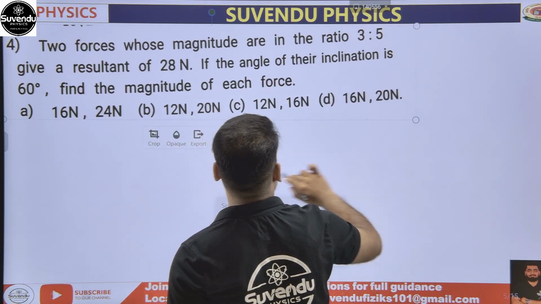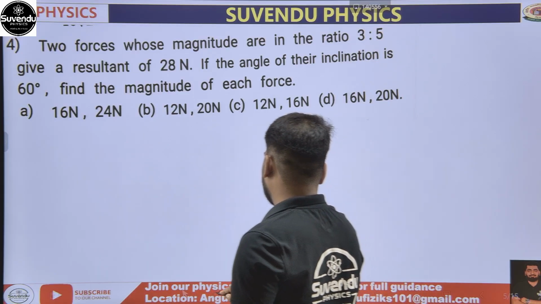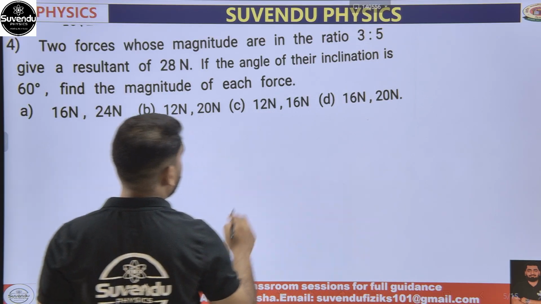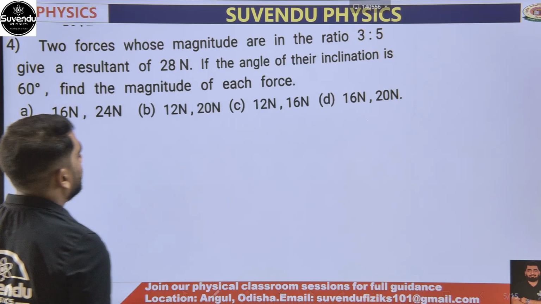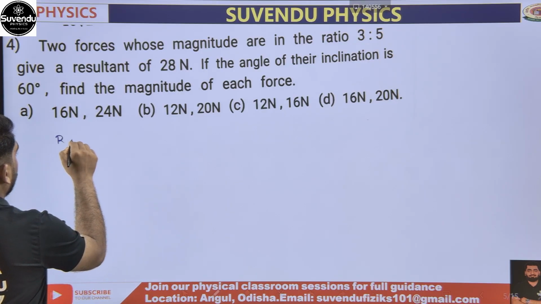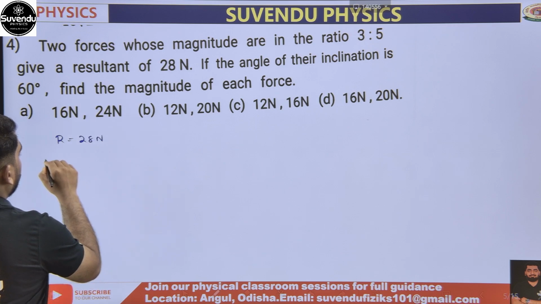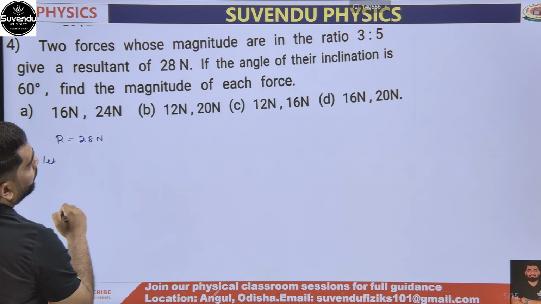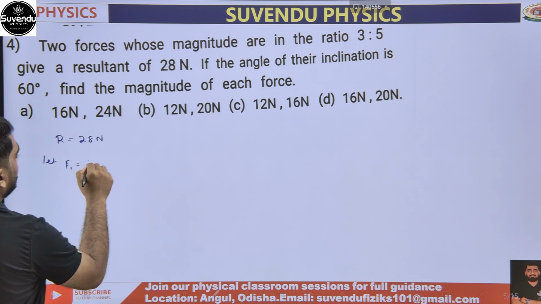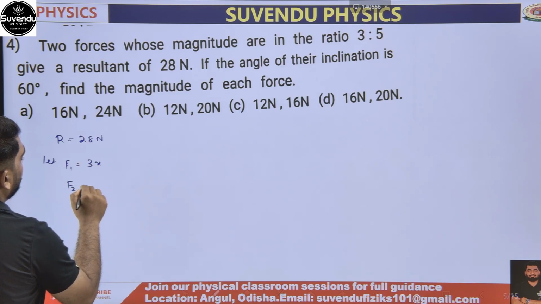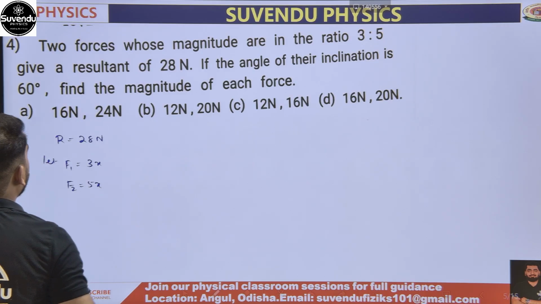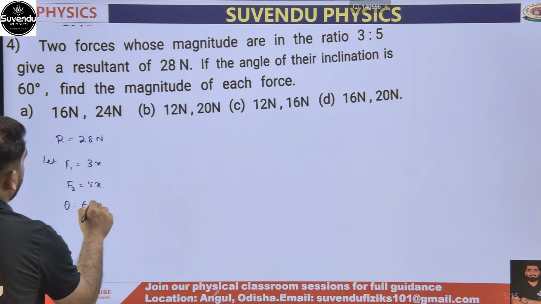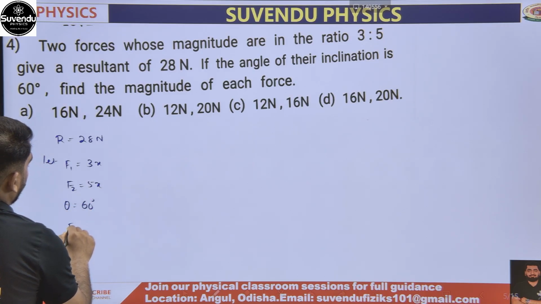Two forces whose magnitudes are in the ratio 3:5 give a resultant of 28 Newton. Okay, so the resultant is mentioned, that is 28 Newton. Let F1 be 3x and F2 be 5x, since the ratio is 3:5. If the angle of their inclination is 60 degrees, theta is mentioned as 60 degrees. Find the magnitude of each force. F1 is required and F2 is required.